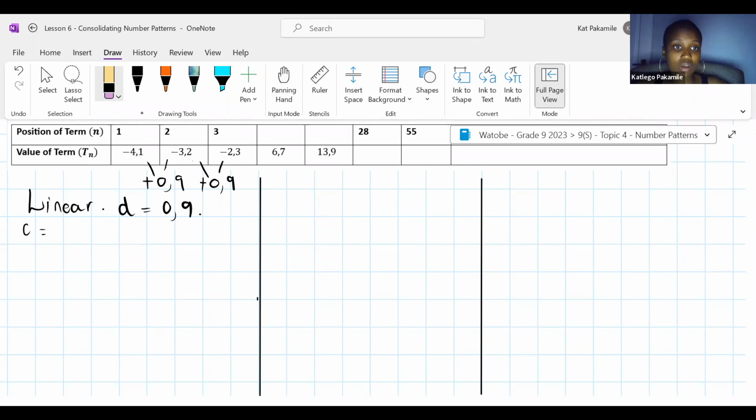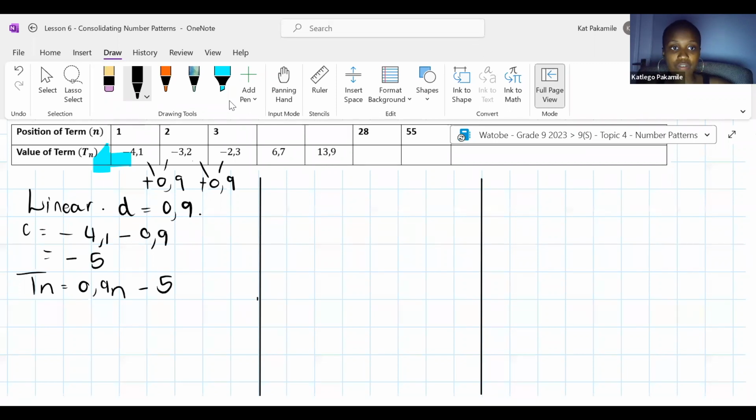So now that we have our difference, C would be negative 4,1 minus 0,9, because we are going that way to find T0. So if you're adding going forward, then you have to subtract going backwards. So this will be negative 5. Okay, so then Tn will be 0,9n minus 5. Remember guys, C goes at the end of the formula.